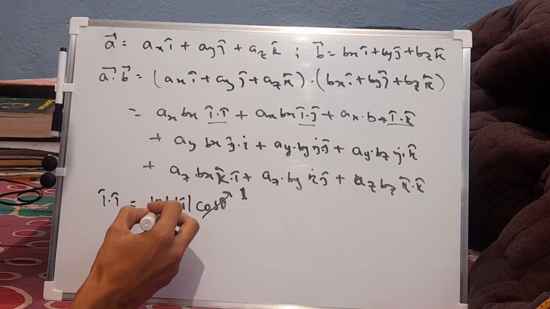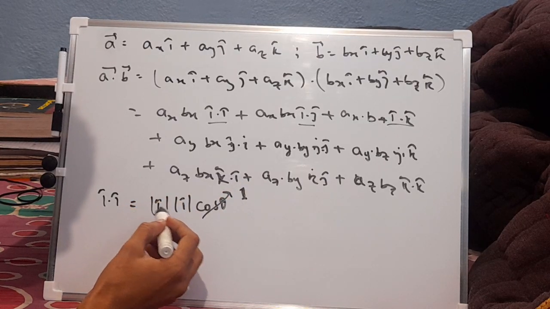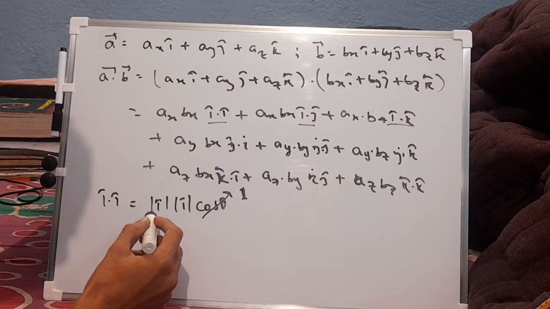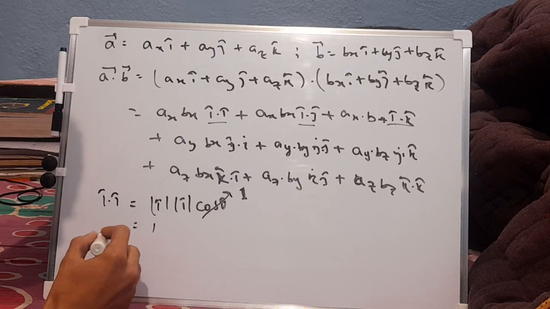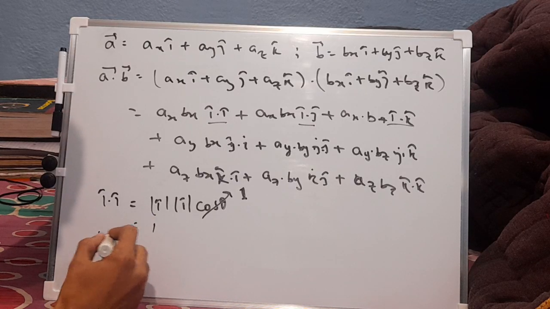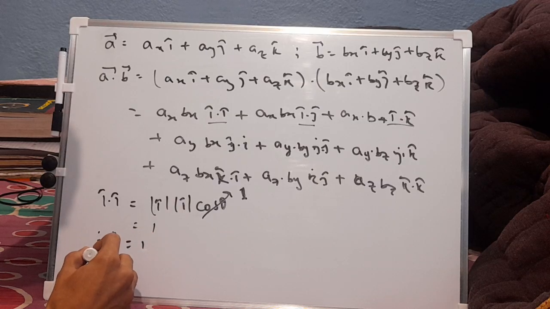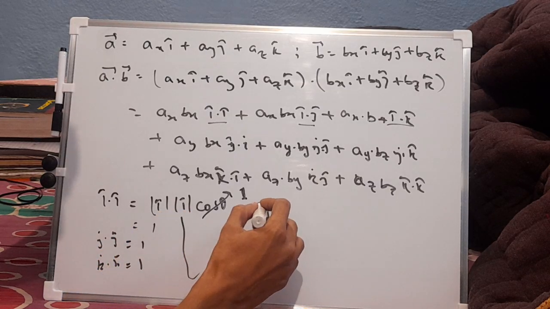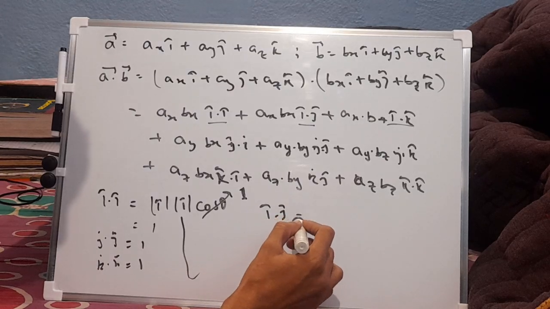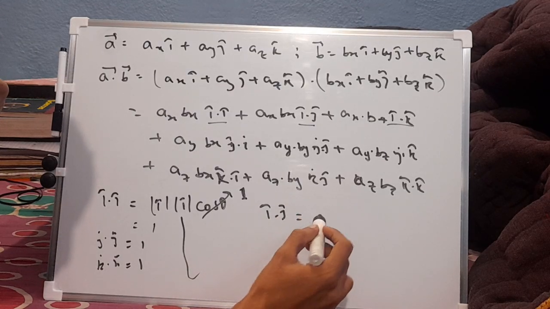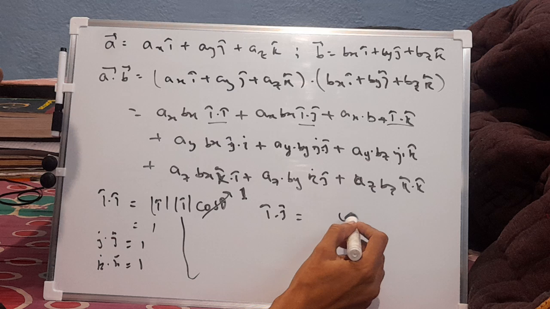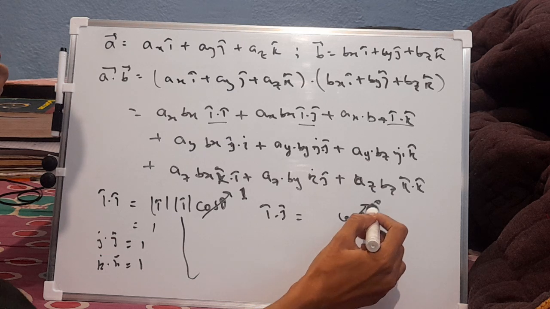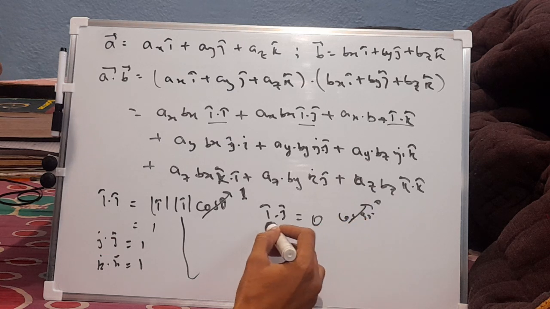And we also know that the magnitude of unit vectors is 1. 1 times 1 gives us 1. Similarly, j cap dot j cap will give us 1, k cap dot k cap will give us 1. And if it is different, like i cap dot j cap, the angle between these is 90 degrees, and cos 90 would give us 0. Hence the entire term would be 0.